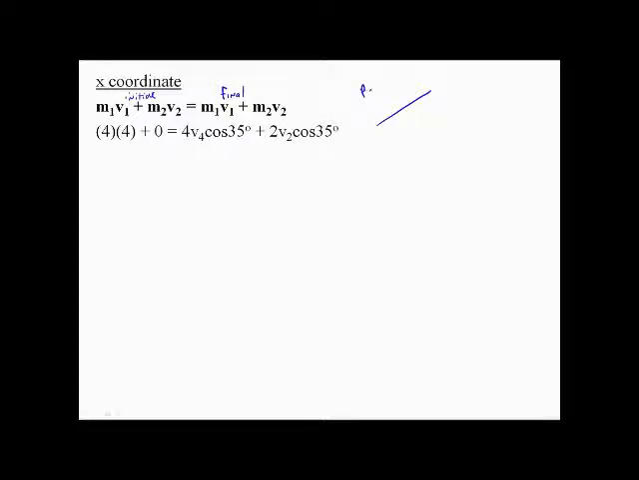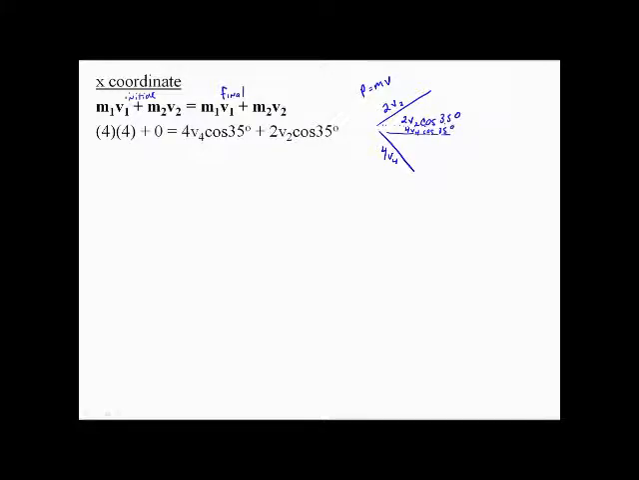now remember, momentum is mass times velocity. I believe the 2 went up, so this would be 2 times v2. This will be 4 times v4. So the x component will be 2v2 cosine of the 35 degrees. And it'll be similar for this one: 4v4 cosine 35 degrees.